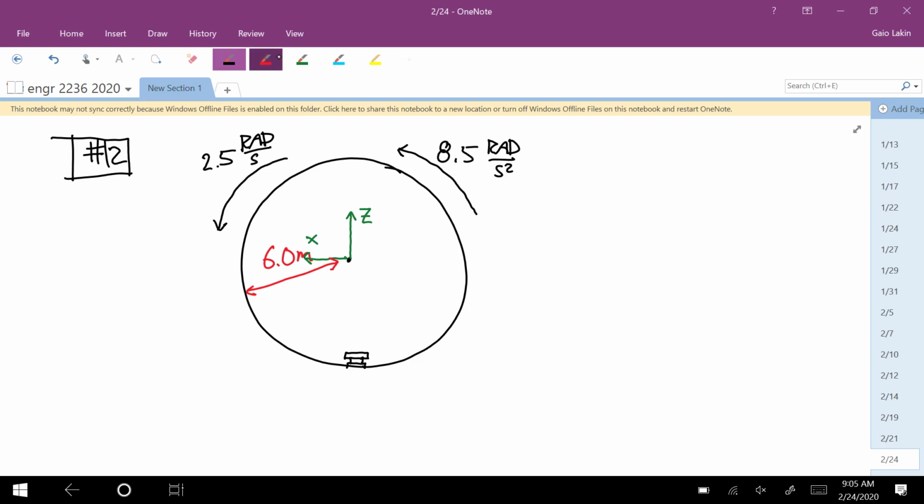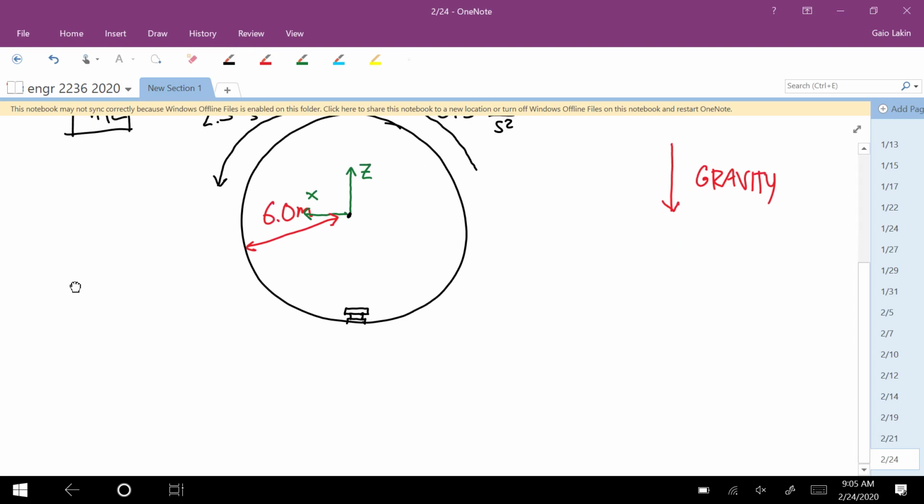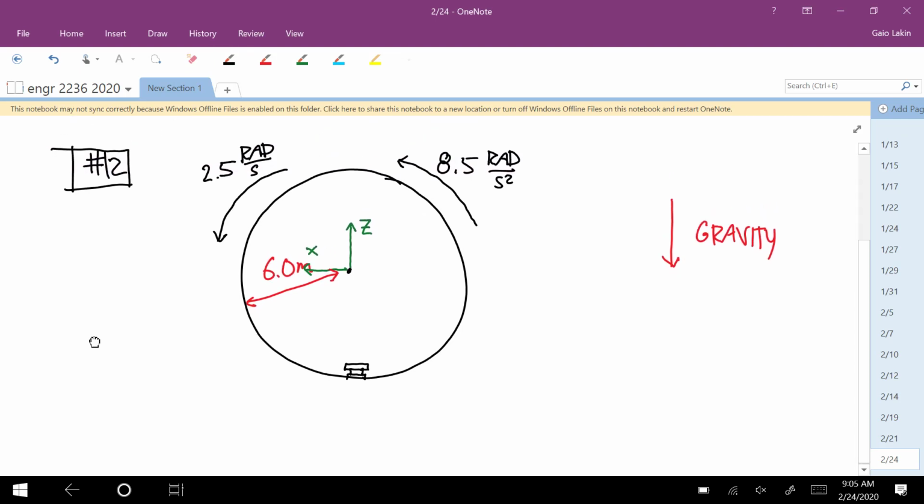And the idea is that the weight is down toward the bottom of the page. That's the orientation of a Ferris wheel. Okay, so we're going to go to Newton's second law. But there's a lot we can figure out about the acceleration. So let's figure that out first.